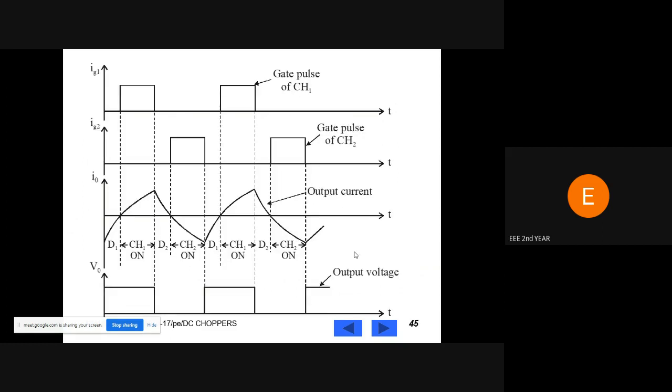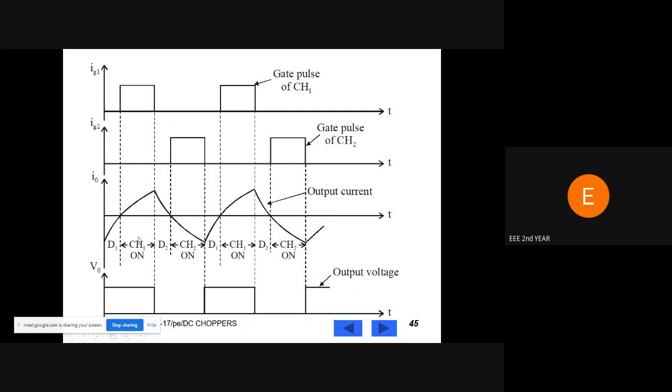So this is a graph. While chopper CH1 is in the on condition in the first quadrant, the current is increased from 0 to its maximum value, and at that time the output voltage is also produced.